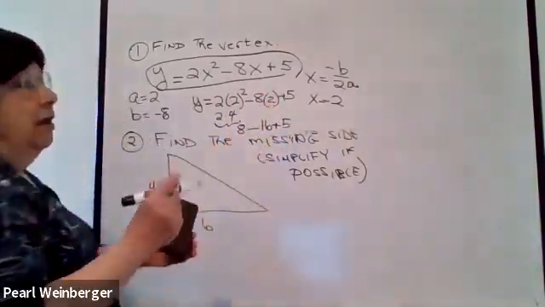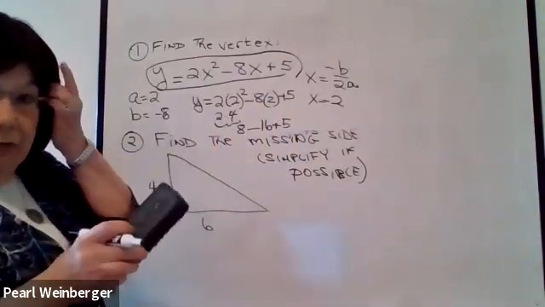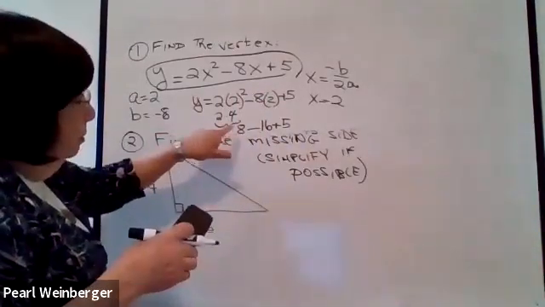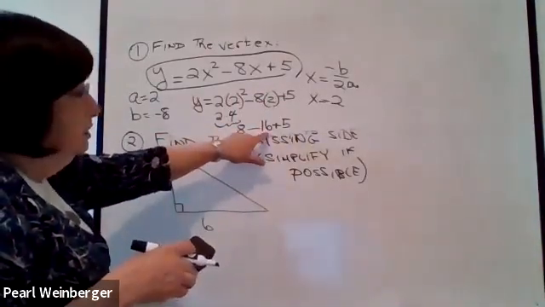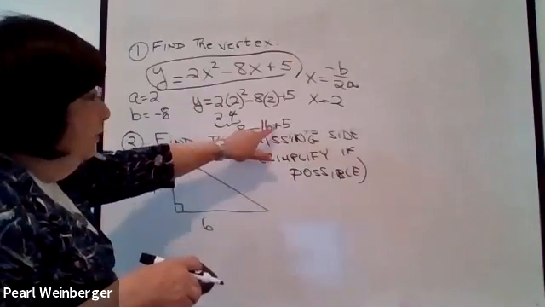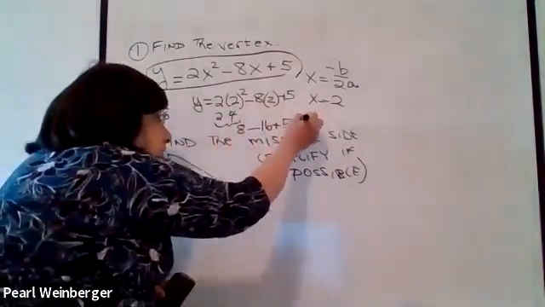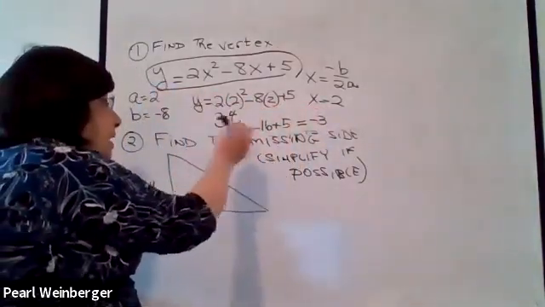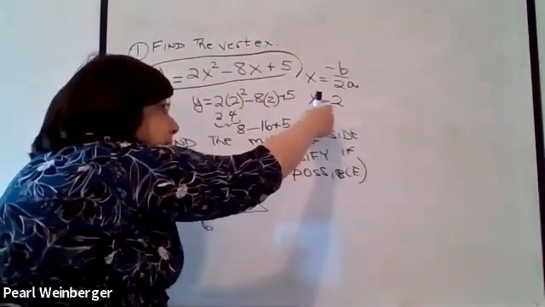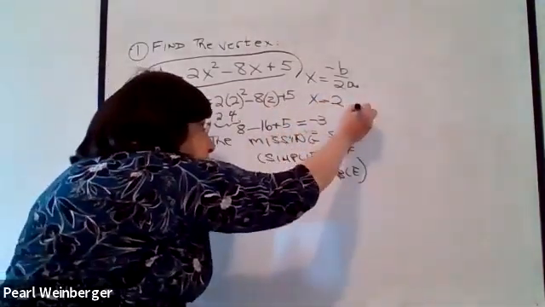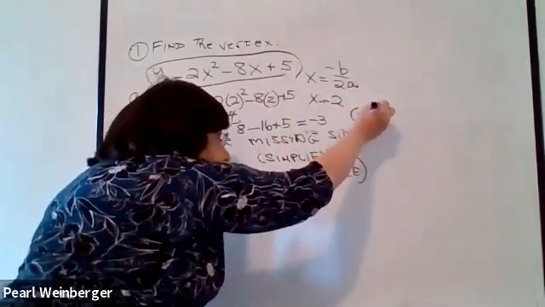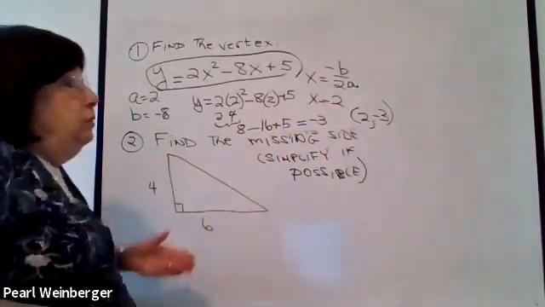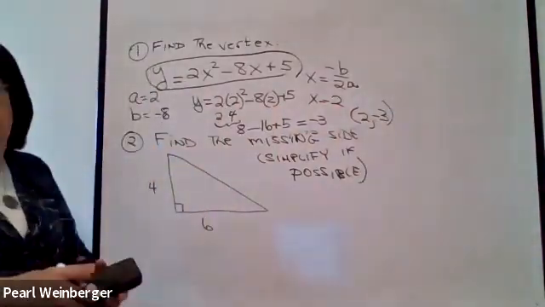And again, you can use your calculator if you want to make sure you don't make any mistakes. 8 minus 16 is negative 8. Negative 8 plus 5 gives us negative 3. So my y value is negative 3, and my x value is 2. So the vertex is the point 2, comma, negative 3. Notice I put it in parentheses because it's a point, so the point usually has to go in parentheses.